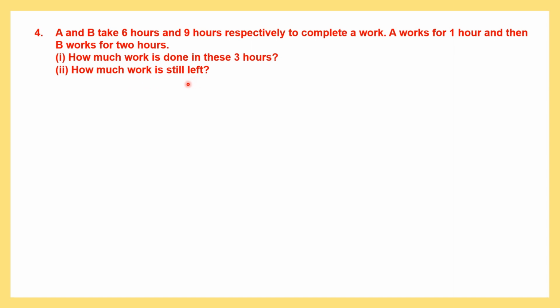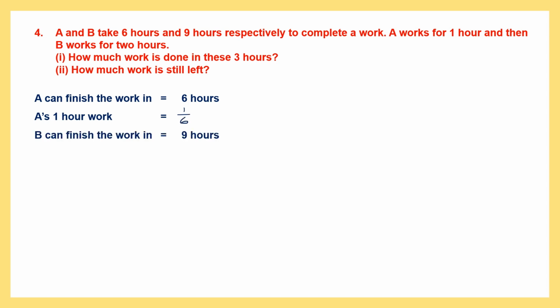Okay, so now A can finish the work in 6 hours here. That means A's 1 hour work. We are talking about hours and not days. So A's 1 hour work will be 1 by 6. So let's write that. A's 1 hour work will be 1 by 6. Now B can finish the work in 9 hours. That means B's 1 hour work will be 1 by 9.